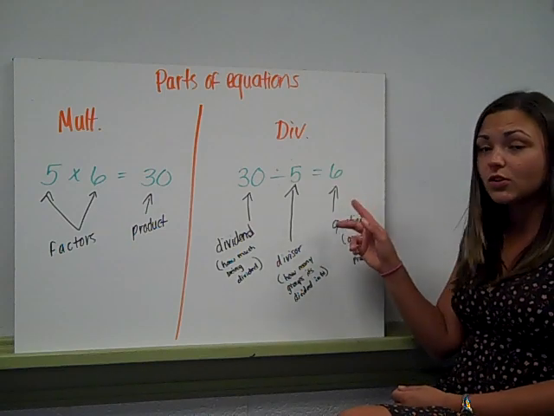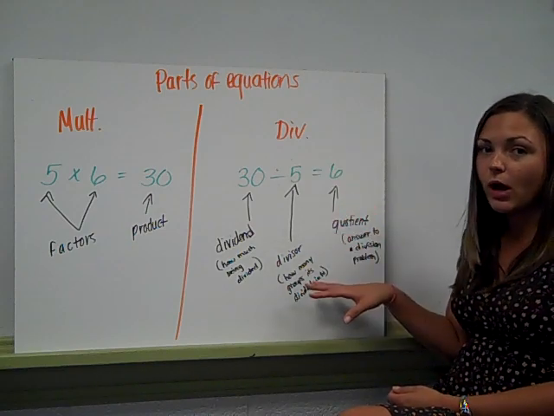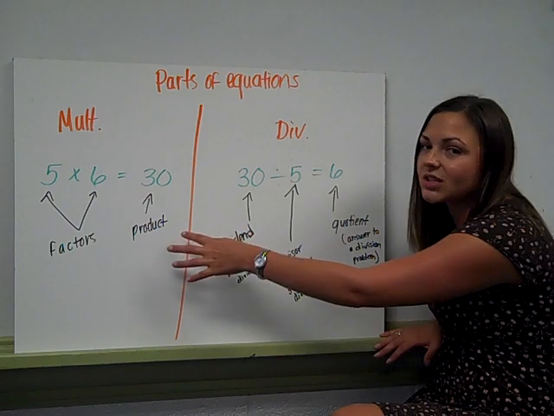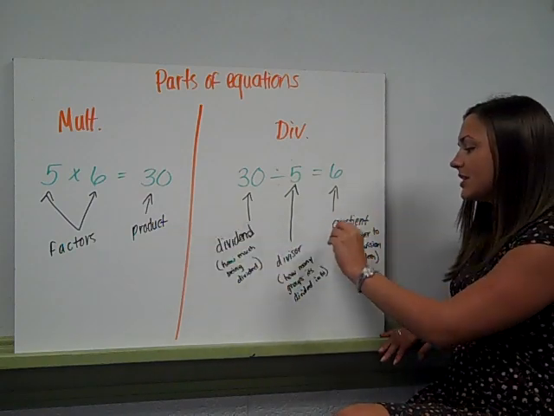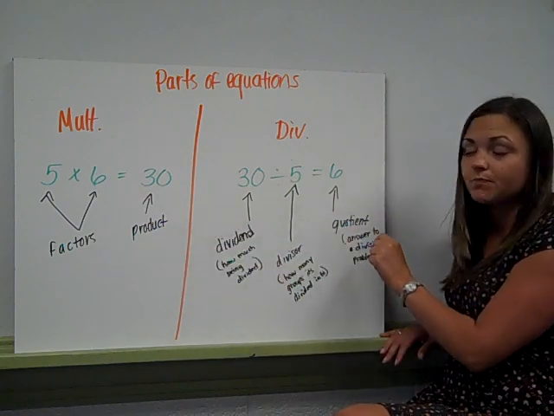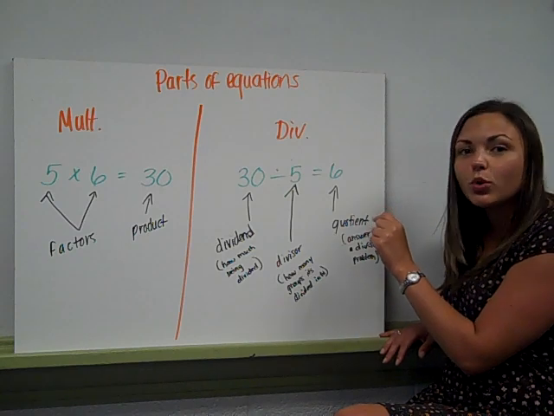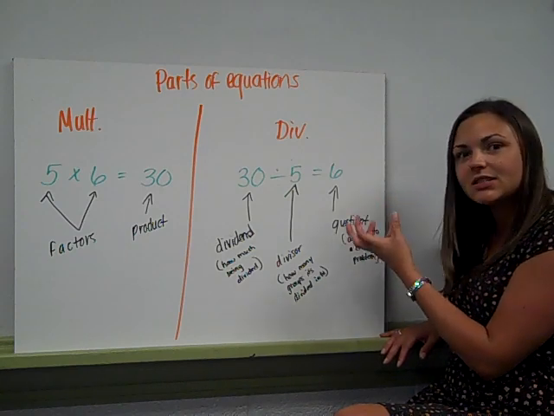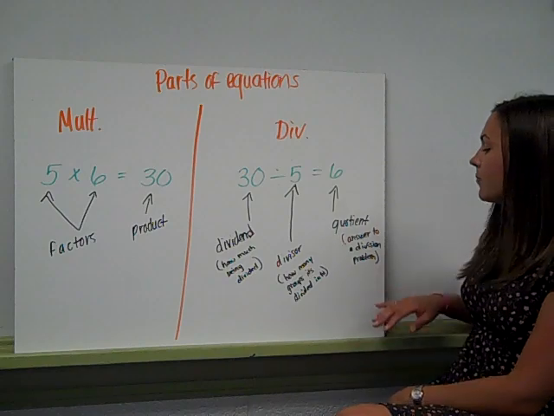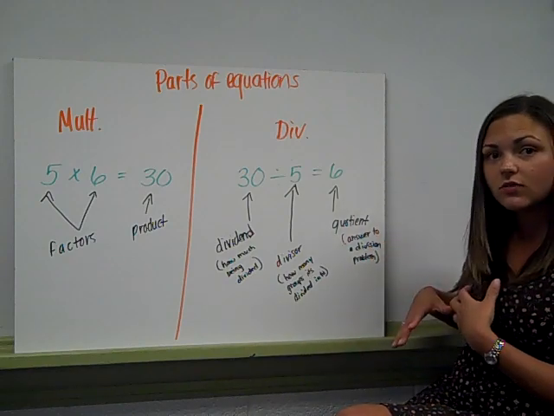Then my answer in a division problem has a special name, just like in a multiplication problem. But this is called quotient. Say it, quotient. Exactly. It's a little bit different, but it's fun to say. And that's our answer to the division problem.